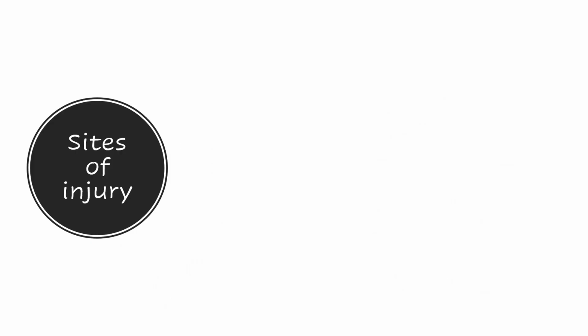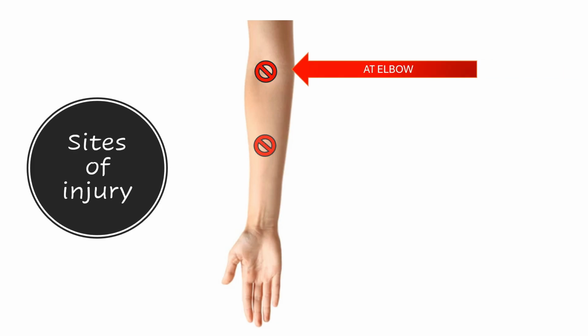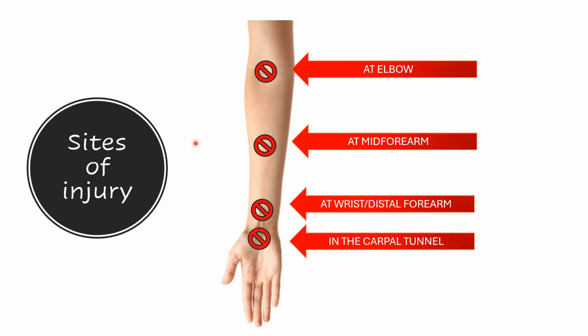Now let's look at the sites of injuries of median nerve. So the lesions of median nerve may occur at the following 4 sites. One is at the elbow, at mid forearm, at the wrist or distal forearm, and in the carpal tunnel.